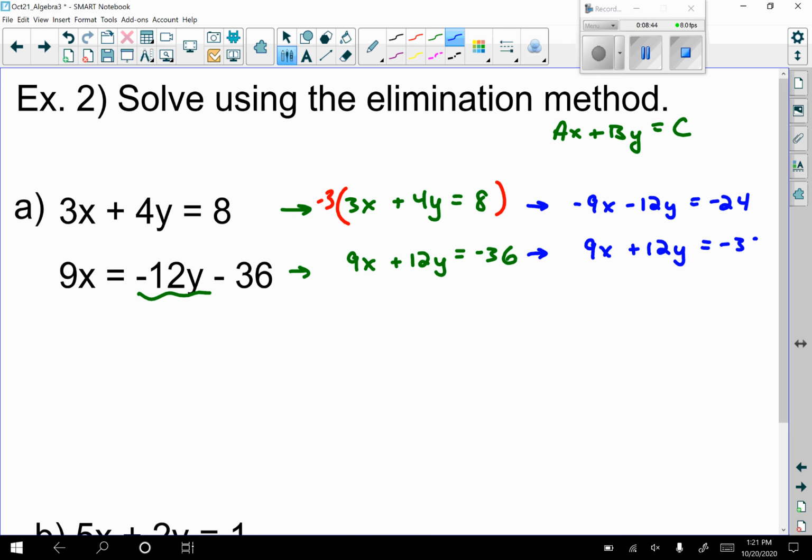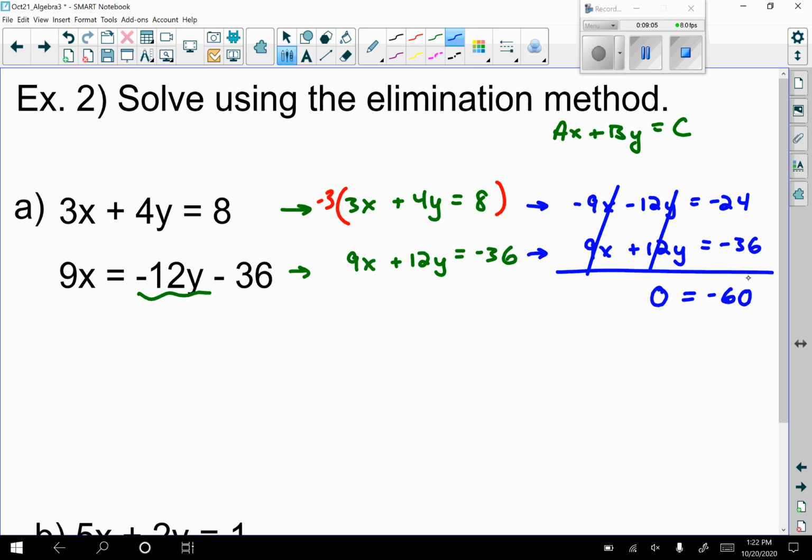Once I have this, though, I'm going to draw a line here. That's the addition line because I'm adding things vertically. My 9x's are gone. And then take a look at the y's. They're actually gone too. So I have nothing left over. I have a 0. Now if I combine a negative 24 with a negative 36, that's going to give me a negative 60. So my variables canceled. I'm left with a false statement.